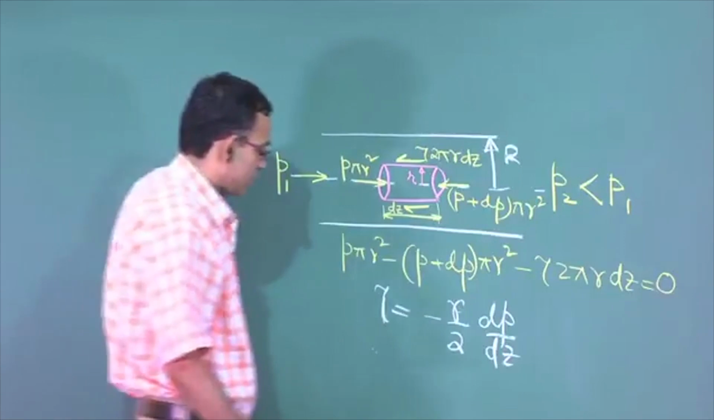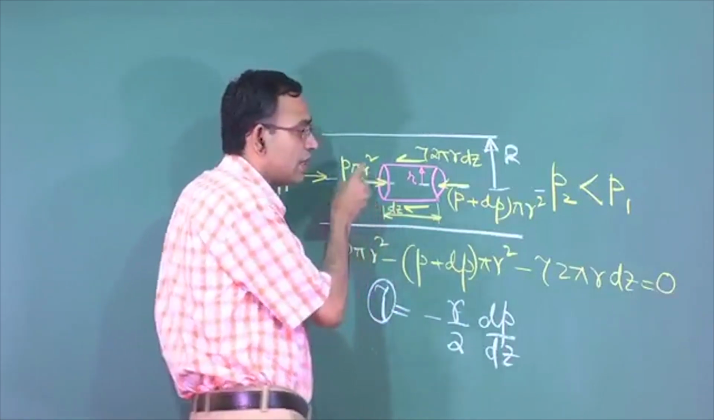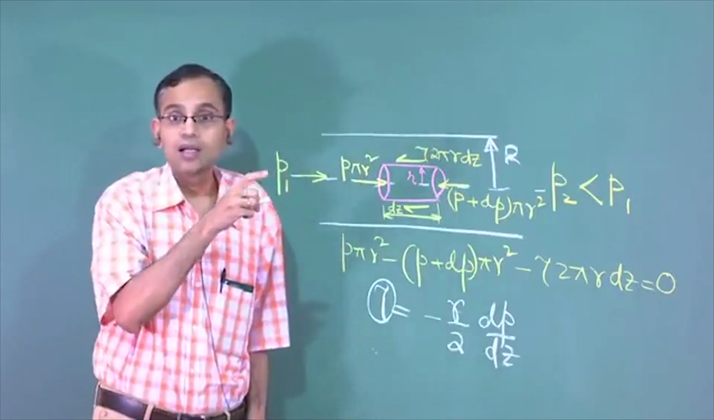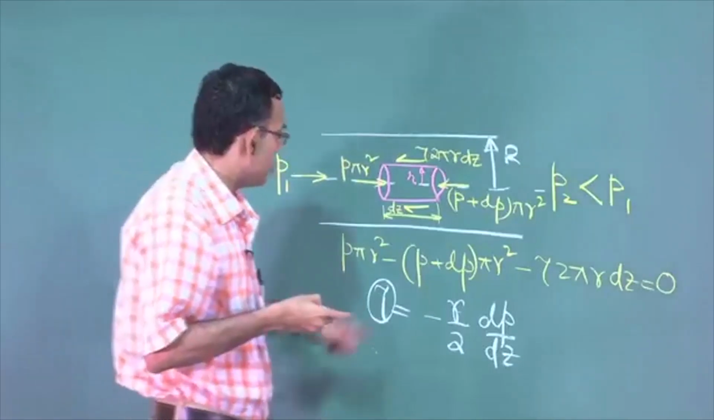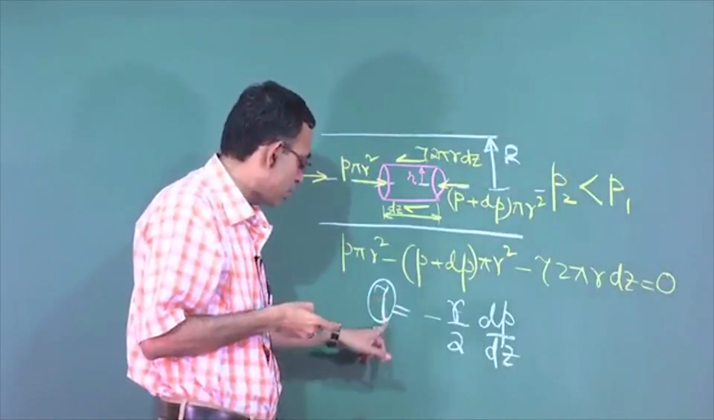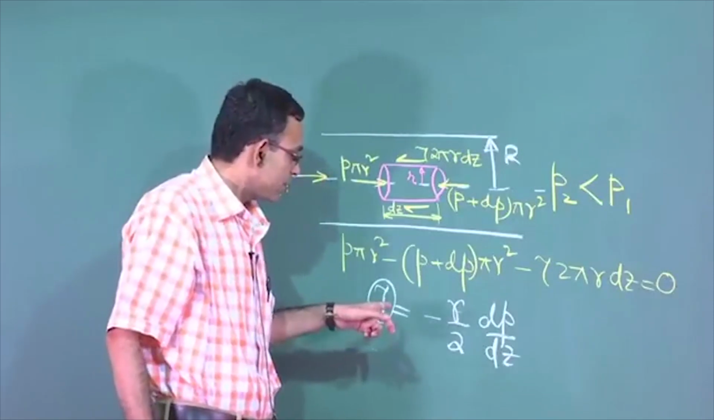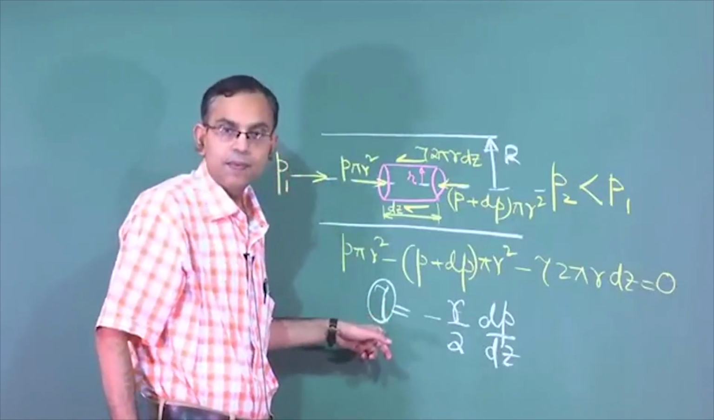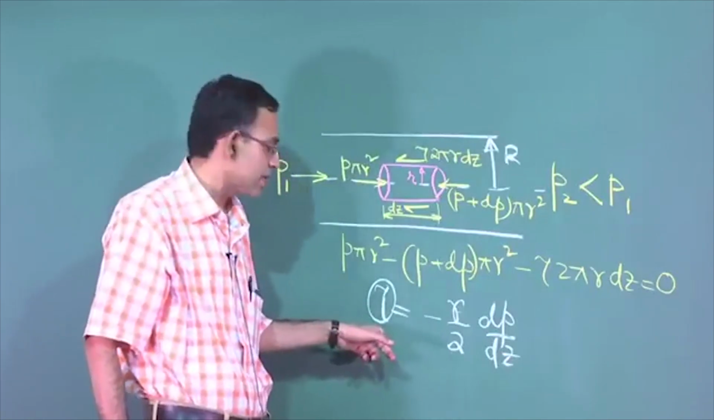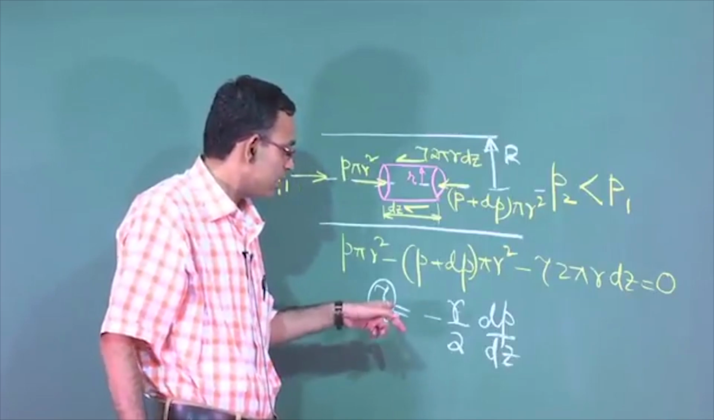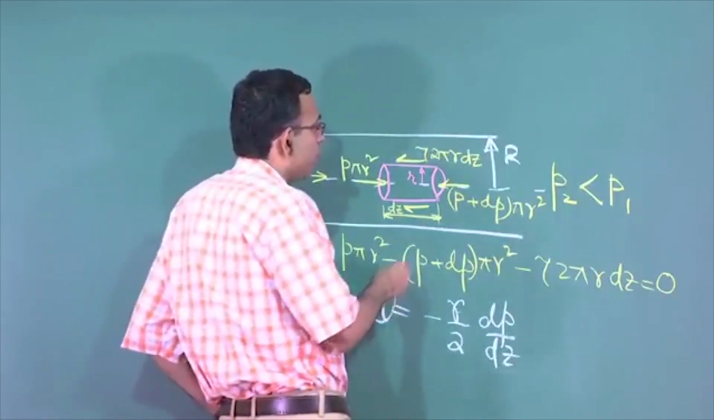Then by Newton's law of viscosity, if this fluid is Newtonian, now this is where you can make sure that you apply this equation to different types of fluids. A Newtonian fluid is a fluid which will obey Newton's law of viscosity, then this tau will be minus mu du dr.